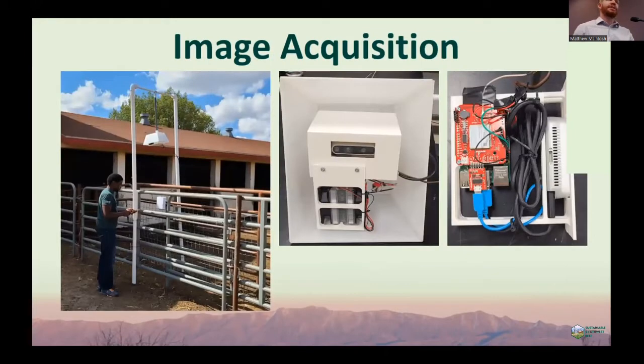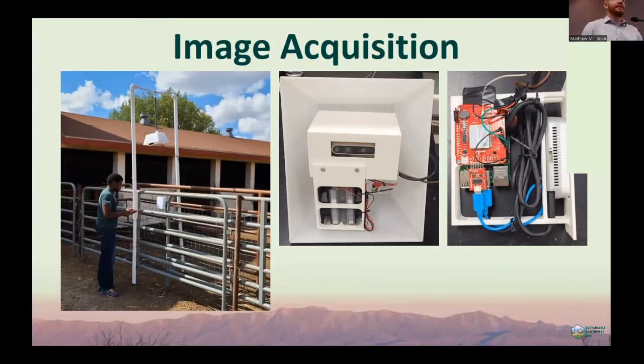This is a few pictures of our image acquisition setup. As the cow runs down this lane here, it'll trigger a proximity sensor. That sensor will tell the RFID scanner to scan the cow's ear tag and the camera to take the picture. And then eventually it will spit out a body condition score.